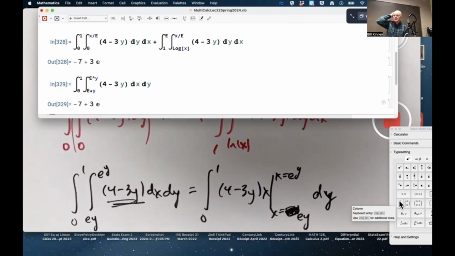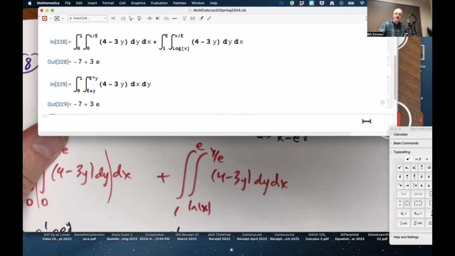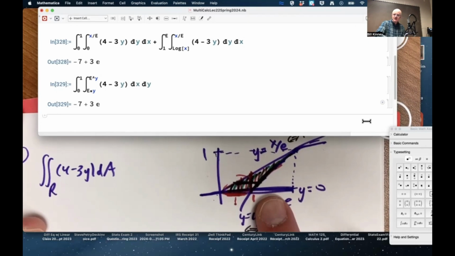Same answer. For the sake of starting concepts about center of mass, and maybe even relating it to probability, let's also think about this with those ideas. If this function 4 minus 3y represented the density function for a thin sheet of metal shaped like this.